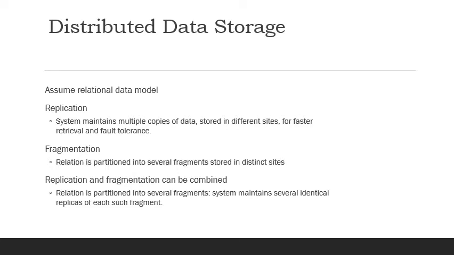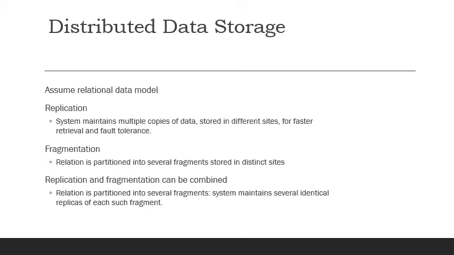Next, let's see distributed data storage. Consider a relation R that is to be stored in a database. There are two approaches to storing this relation in the distributed database. First one is replication, where the system maintains several identical replicas or copies of the relation and stores each replica at a different site. The alternative to replication is to store only one copy of the relation R. Then we have fragmentation. Here the system partitions the relation into several fragments and stores each fragment at a different site.